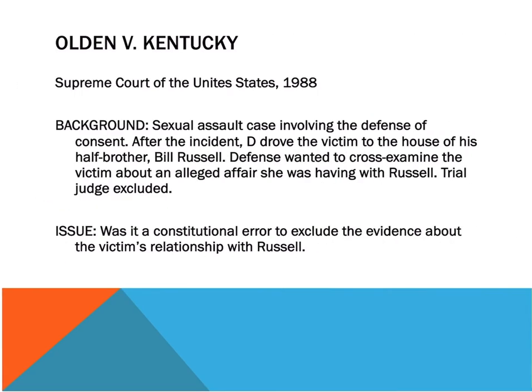The next case is Olden v. Kentucky. This is a Supreme Court case from 1988. As background, this was a sexual assault case involving the defense of consent. There are a lot of facts in this case, and it is a very fact-specific holding. After the incident at issue, the defendant drove the victim to the house of his half-brother, Russell. The defense wanted to cross-examine the victim about an alleged affair she was having with Russell, and the trial judge excluded this because of rape shield laws.